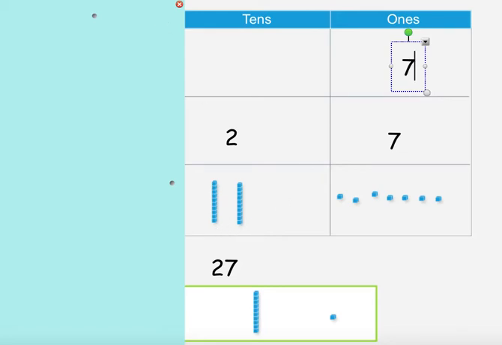Now let's count our tens. 10, 20. There are 2 tens and we counted by tens. 10, 20. The value of the number 2 in 27 is 20. Let's try another one.